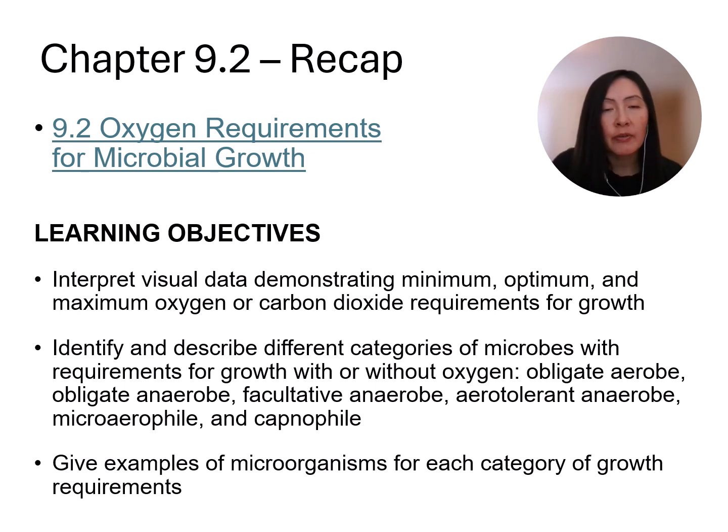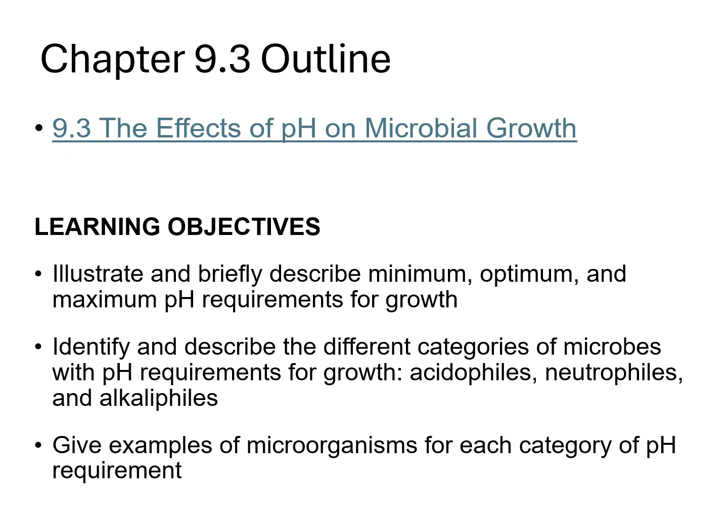For microaerophiles, we have Helicobacter pylori that causes ulcers. And for capnophiles, we have Neisseria, such as Neisseria gonorrhoeae that causes gonorrhea. Now let's switch to 9.3 and look at the effects of pH on microbial growth.